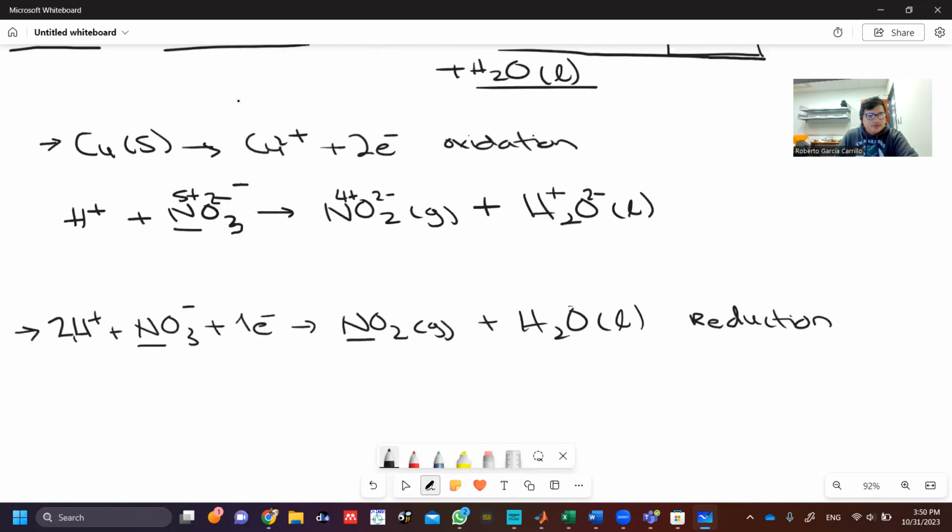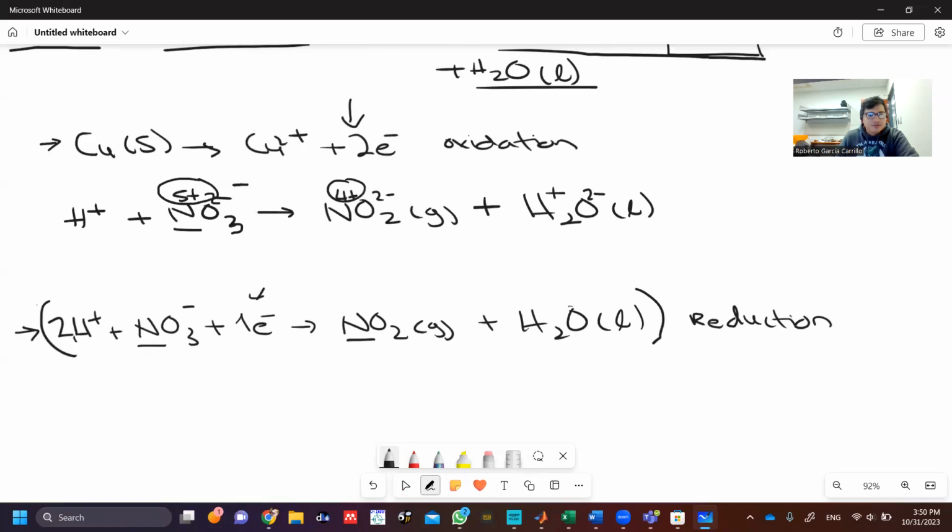Remember to include your oxidation states or your charges in the nitrogens for the half reaction. And another important thing is charge neutrality. So if 2 electrons are being lost in the oxidation, 2 should be gained in the reduction. This means that this reaction is incomplete.